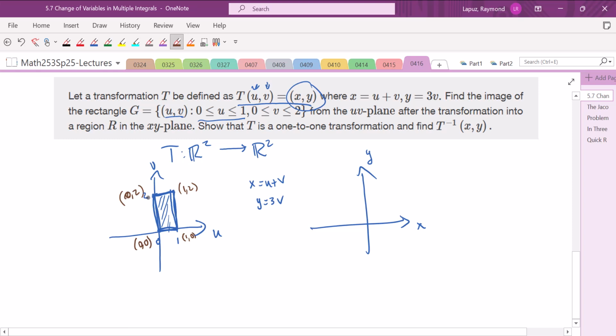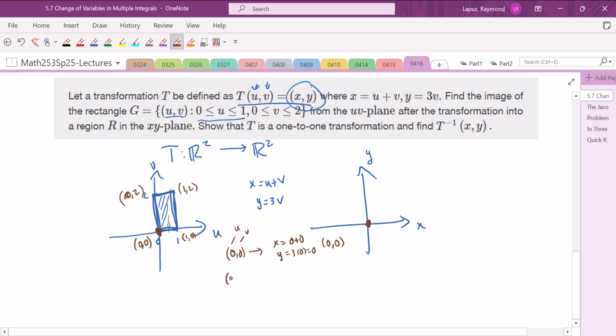All right, so if we can find out what happens to those in the XY plane, then we can kind of figure out what happens to the figure. So let's say 0, 0. You put that in for U and V. So this is U and this is V. So X will equal 0 plus 0. Y is going to equal 3 times 0. So that gives us 0, 0. So that maps this point 0, 0 to this point 0, 0. Okay, that seems kind of redundant, but that's good.